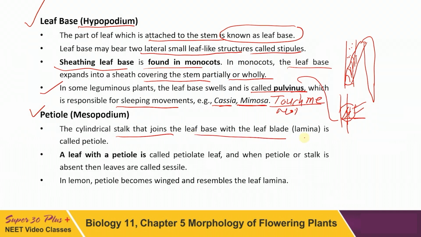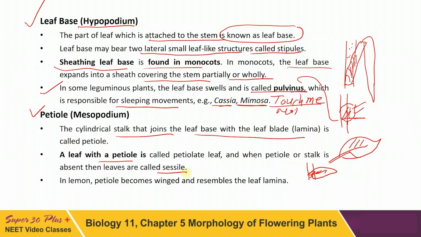We join the leaf base with the leaf blade, the leaf lamina. A leaf with a petiole is known as petiolate. This is the leaf with petiole, that will be known as a petiolate leaf. Sometimes the leaf doesn't have a petiole, that will be known as a sessile leaf.